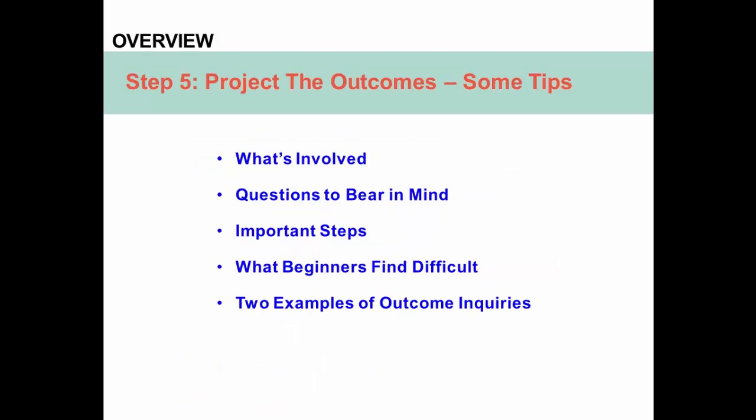We've addressed step 5, project the outcomes. We've talked about a number of items. We've gone over what's involved generally. We've raised some questions that you should bear in mind. We've presented a number of important steps that analysts take at this stage of the Eightfold Path. And then we've talked about what beginners find difficult. Lastly, we've gone over these two examples of outcome inquiries relating to problems of childhood obesity and highway safety.